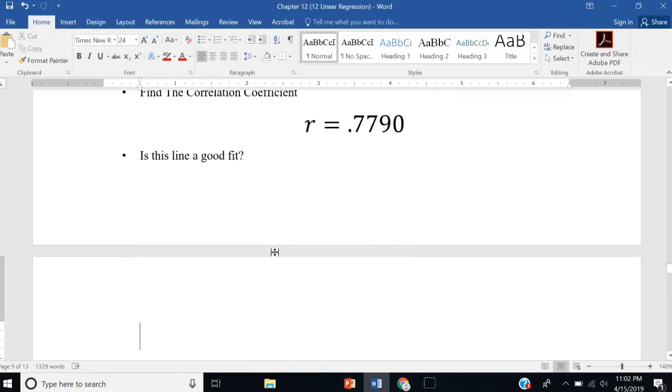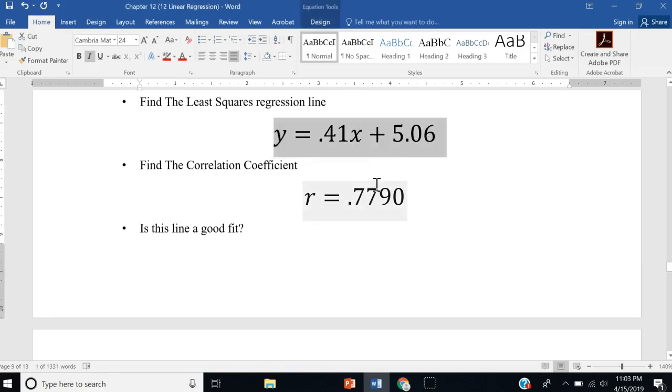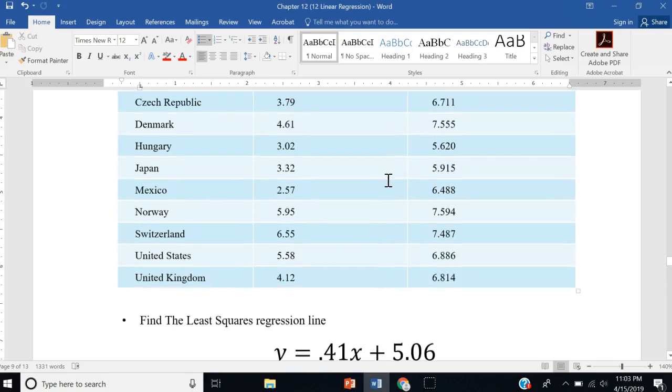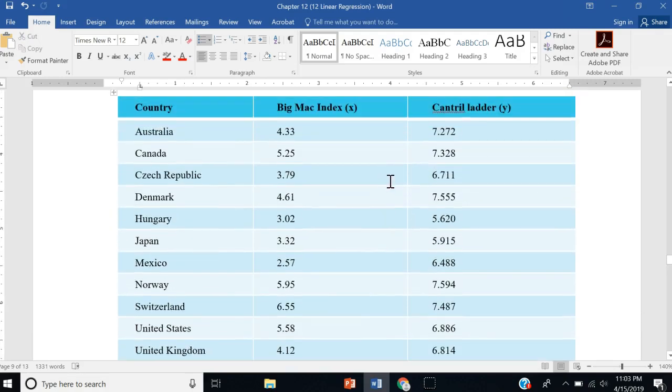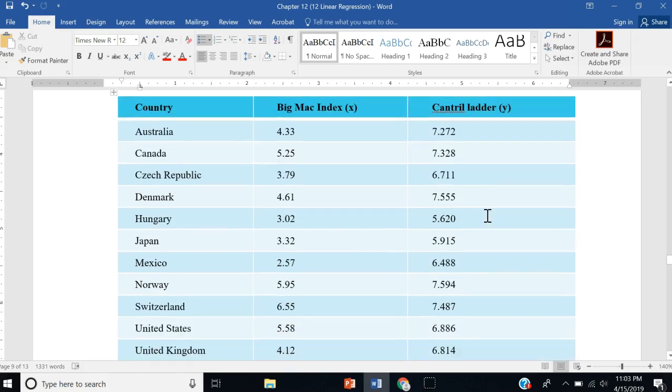That 0.7790 is a good fit, right? Or I should say, the number is not a good fit, but that means the line is a good fit, because of this correlation coefficient, which is fairly surprising. You wouldn't think there'd be some sort of a correlation between how much a Big Mac costs and the quality of life in a country.